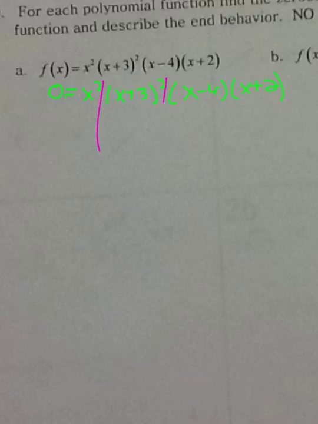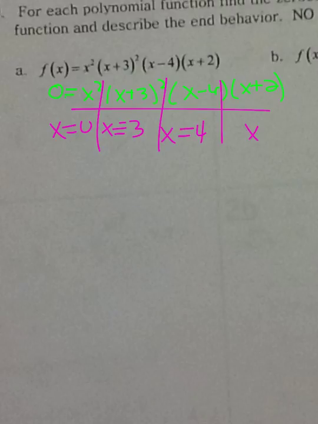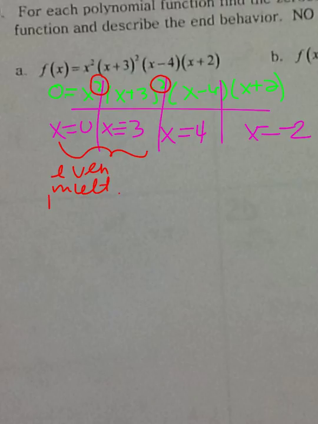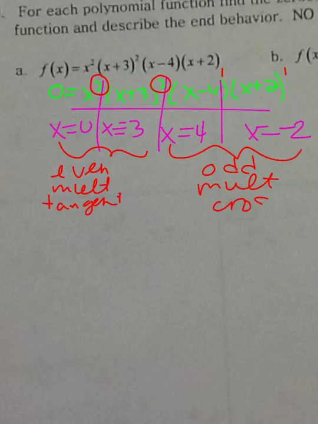All right, so you make your t-chart. We get x is 0, x is negative 3, sorry, x is equal to 4, and x is equal to negative 2. So you want to find the multiplicity. For the multiplicity, you look at the exponent of the factors. These here have an exponent of 2, so that's an even multiplicity. Even multiplicity is tangent to the x-axis. The exponents here are 1 and 1, so that's an odd multiplicity. So remember, that crosses the x-axis.